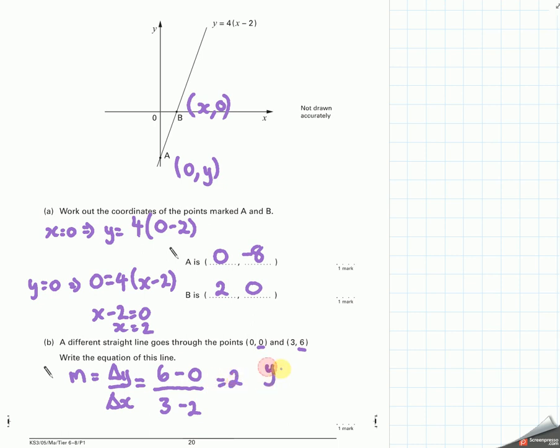That means I know the equation looks something like y equals 2x plus some number. I've got to work out what this number is. You might immediately know what it is because one of these points actually gives you this value. But the other way to solve it is to put the coordinates in that you know. So if I use this one, y is 6, x is 3, so 2 times 3 into my equation, and that is equal to c. So c equals 6 minus 6 equals 0, and so the equation is y equals 2x.